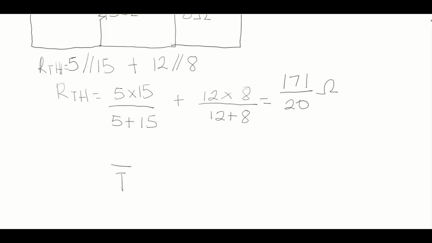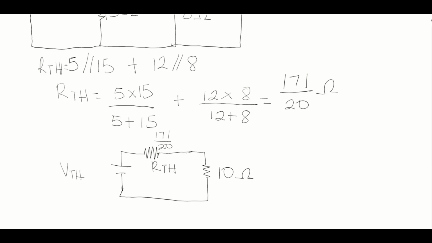With this, we find the resulting circuit, which has the Thevenin's voltage that we found, then we have our Thevenin's resistance over here in series with our 10 ohm resistance. Our Thevenin's resistance was 171 on 20. We had our Thevenin's voltage, the VTH, to be 0.6. So we are going to find the current flowing through this circuit. That will be the current through the 10 ohm resistor.